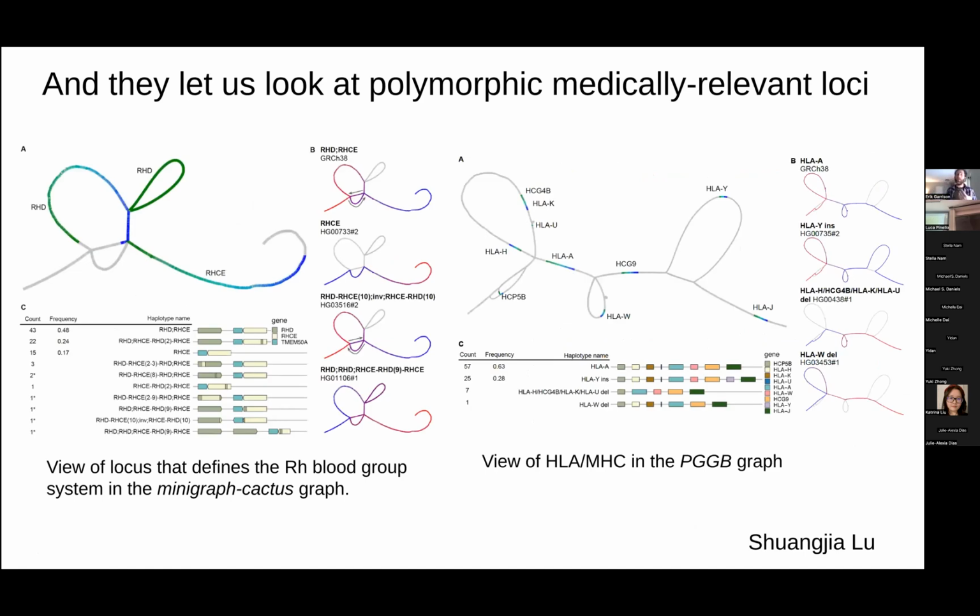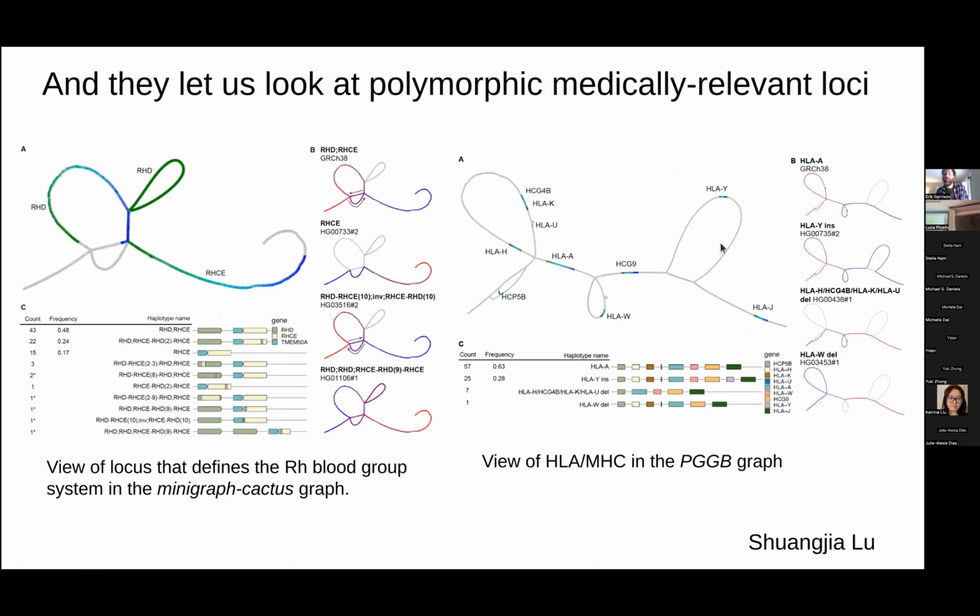And so these then let us look at really interesting medically relevant loci, often involved in immune response, often places where there's diversifying selection going on, and there's many haplotypes in the population. In A is this view of the Rh blood group system locus, and the mini-graph cactus graph is used to provide this. And then this is kind of a manual description of the way that the different genes are seen across different haplotypes that have been extracted out below.